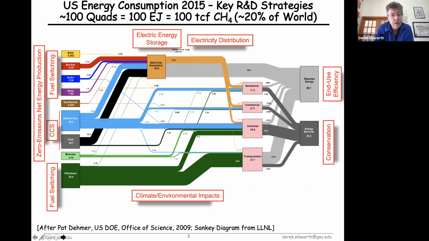The numbers below those boxes refer to quadrillion BTUs. And so the US uses 100 quadrillion BTU per year, which is the same as 100 exajoules, which is about the same as 100 trillion cubic feet of natural gas equivalent. That's a good number to remember. The US uses about 20% of the world's energy. So the total consumption worldwide is about 500 of each of those items.